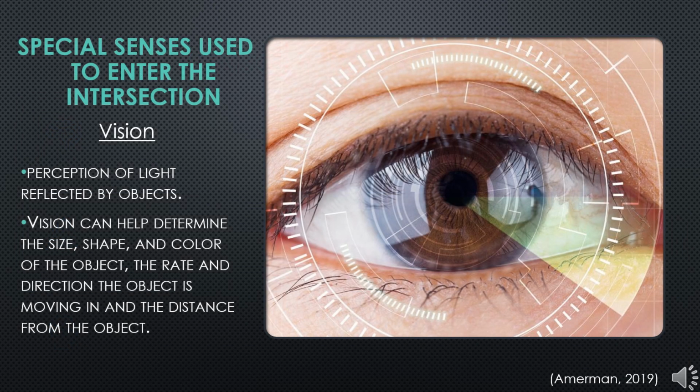Vision is the perception of light reflected by objects. This light is perceived through the eye, which consists of two primary parts, the eyeball and the surrounding components that help support, protect, or move the eyeball. Once the light is detected by the eye, this information, along with the visual pathways in the central nervous system, help determine the size, shape, and color of the object, the rate and direction the object is moving in, and the distance from the object.